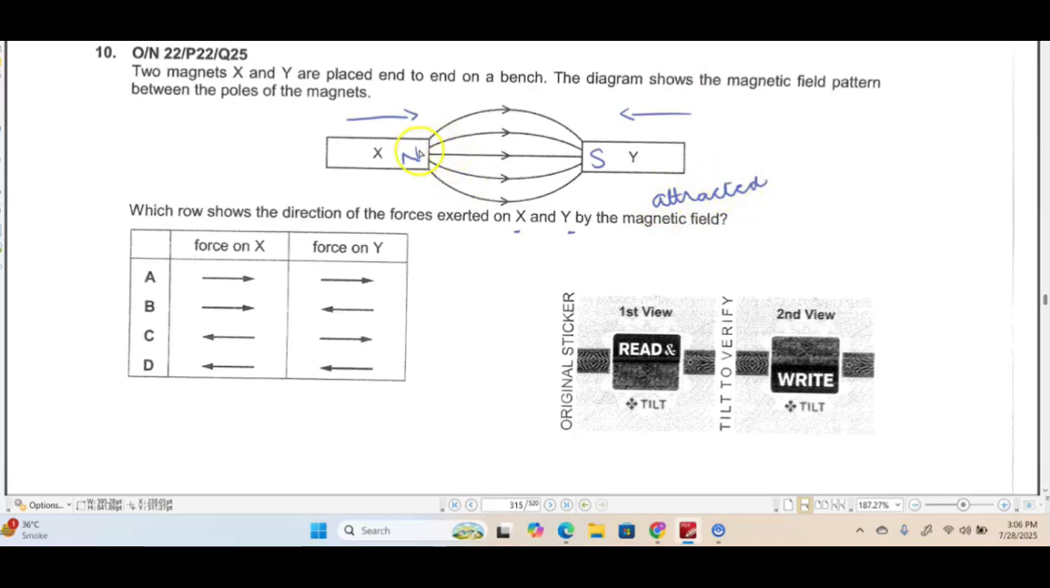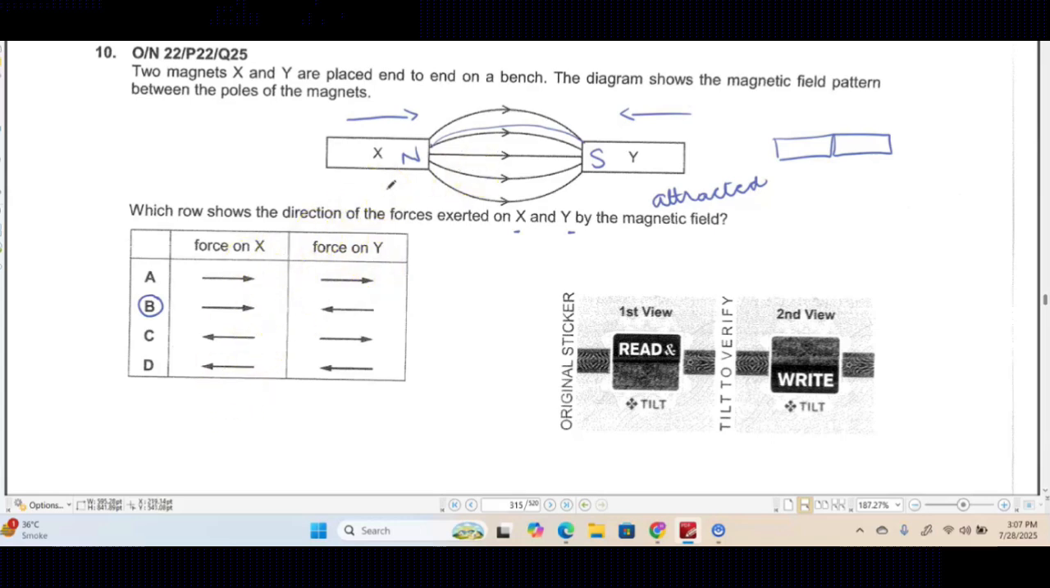As you can see, the field lines are always from the north to the south pole, so they are moving like this. So this would be the north, this would be the south, looking at the direction of the magnetic field lines, and they are going to be attracted towards one another. So north is going to move towards this side and south is going to move towards this side until they are both close together and connected with each other. So B is our correct option, and no other option is suitable for these conditions.